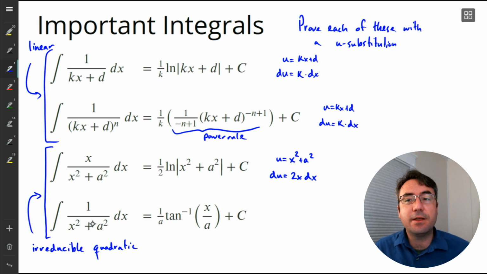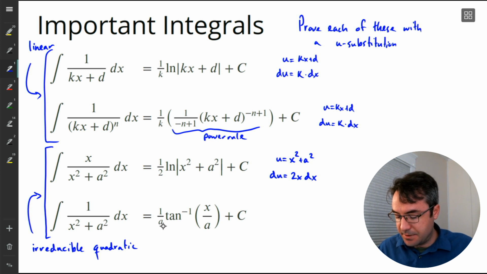And then finally, the last one we're going to see primarily from irreducible quadratics is this 1 over x squared plus a squared form. And this one you probably just have to memorize. So it involves arctan, the inverse tangent function. And we have to identify this constant here.